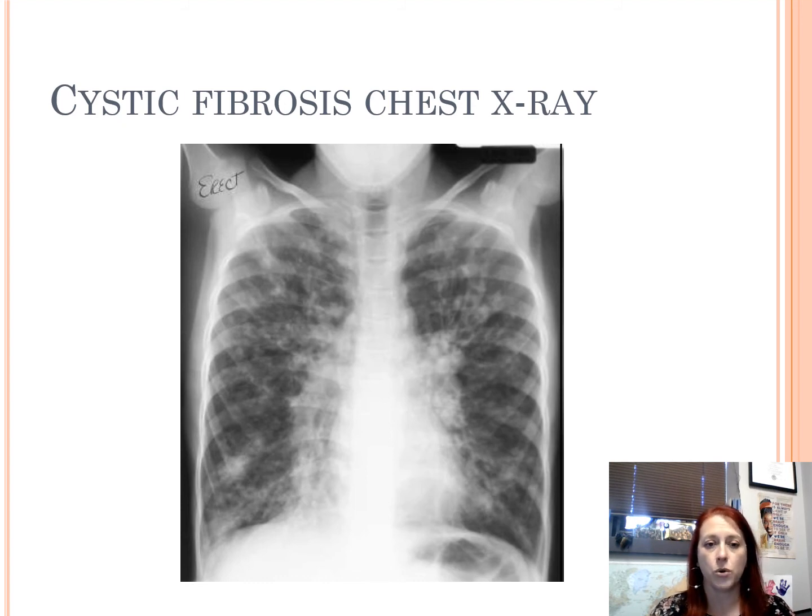The other thing to note here is that the lungs are expanded very high up in the chest. Normally our lung expansion is not as high up into the shoulders here, and that's that barrel chest, that air trapping that's hyperinflating those lungs and will cause that barrel chest appearance for these kiddos.